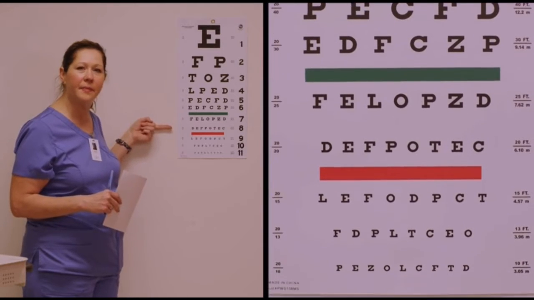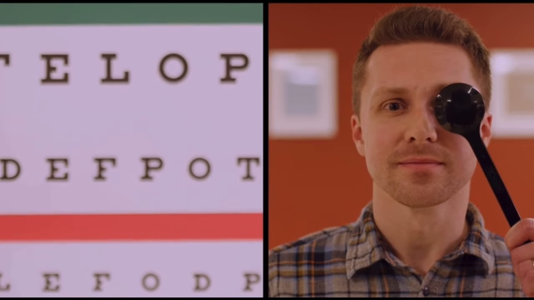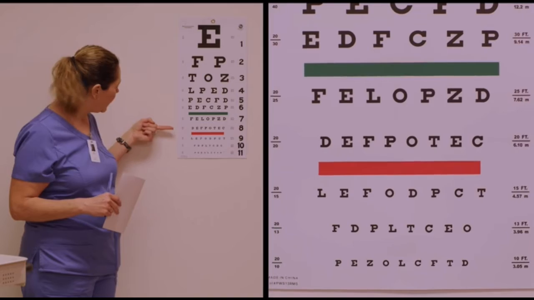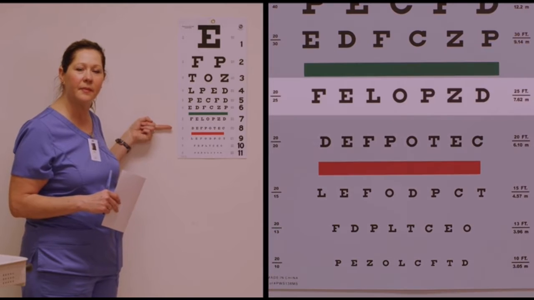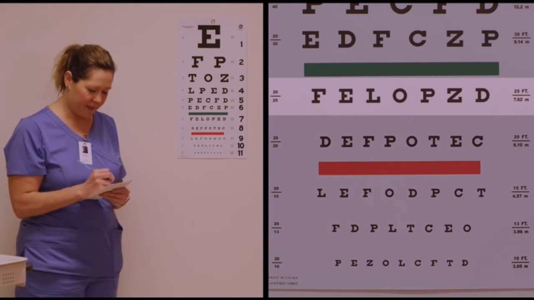Continue the process of moving down the chart, pointing to the lines in sequential order. Ask the patient to read each line until the patient inaccurately identifies a letter. The line above where the error occurs is the result for the right eye. However, please follow your office policy.